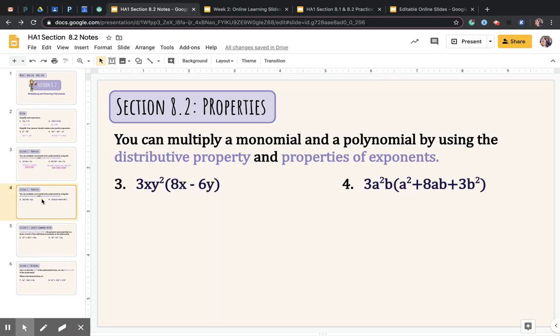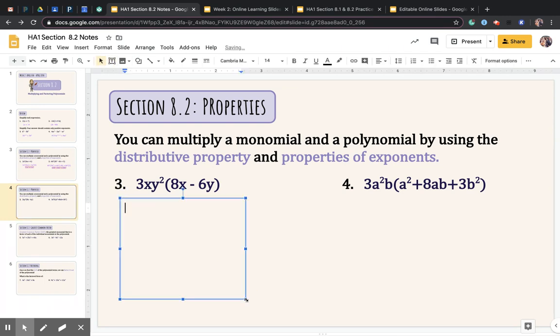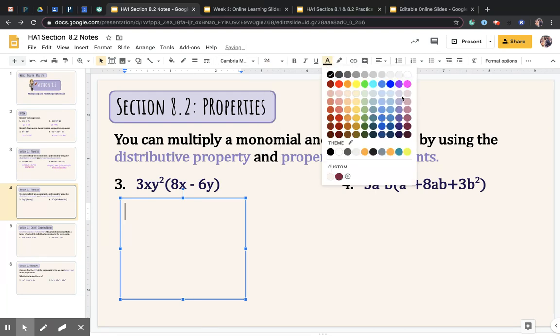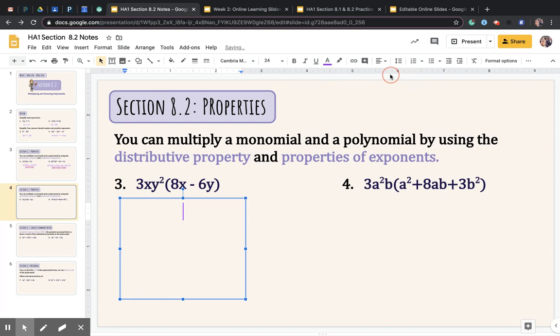So let's try this again. Same exact process. I'm going to insert my text box. Let's change size, color, put it in the middle. Okay, for this one, if you notice, we have 2 variables this time, so we have to be really careful with what we're doing. So first, let's distribute, and I'll add in my exponents later.